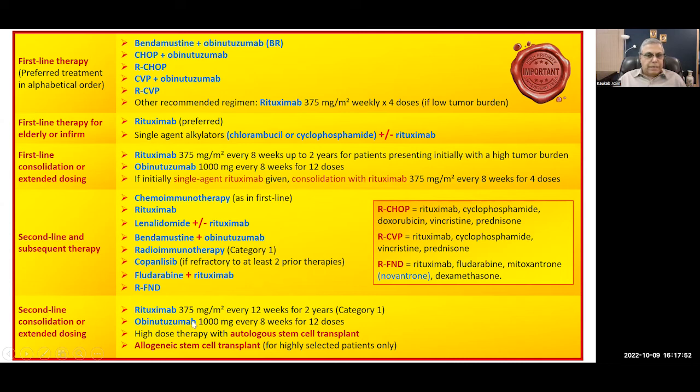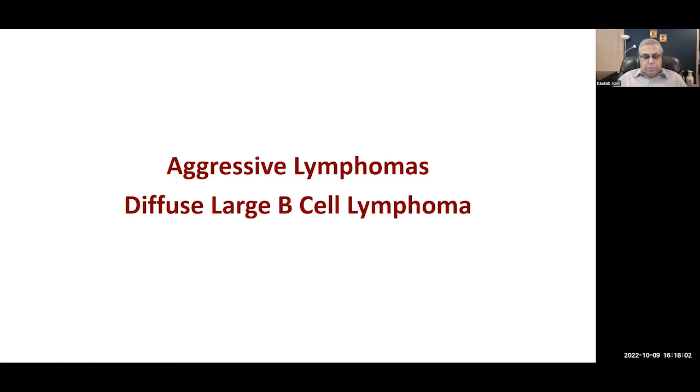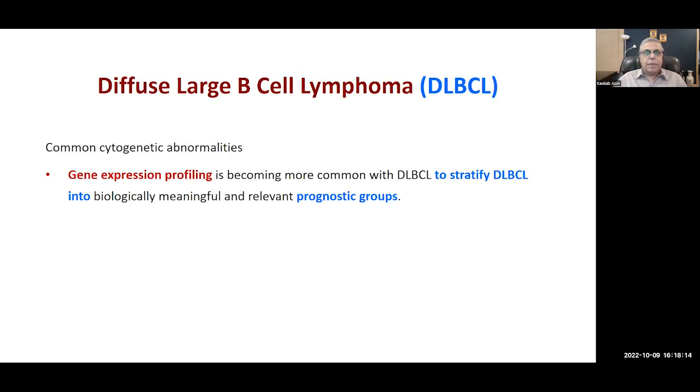And then second line therapy again. So these tables are good. They are important. They are good for a quick review of all the categories of treatments, right? Now, this is the last section of the lecture. We now go on to aggressive lymphomas, of which the most common is diffuse large B-cell lymphoma.